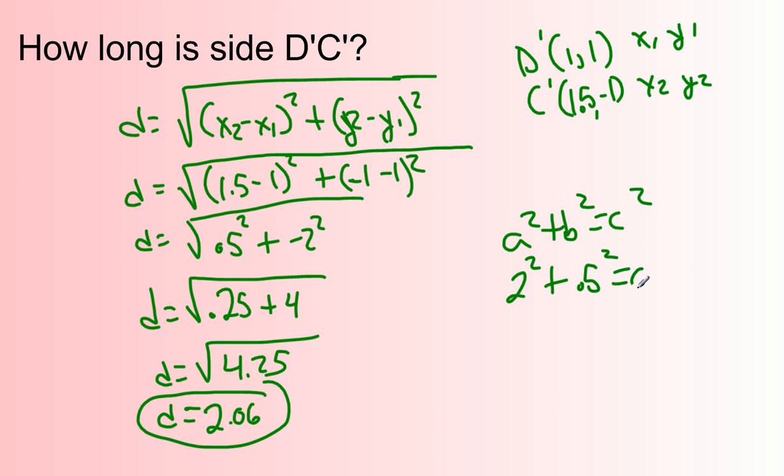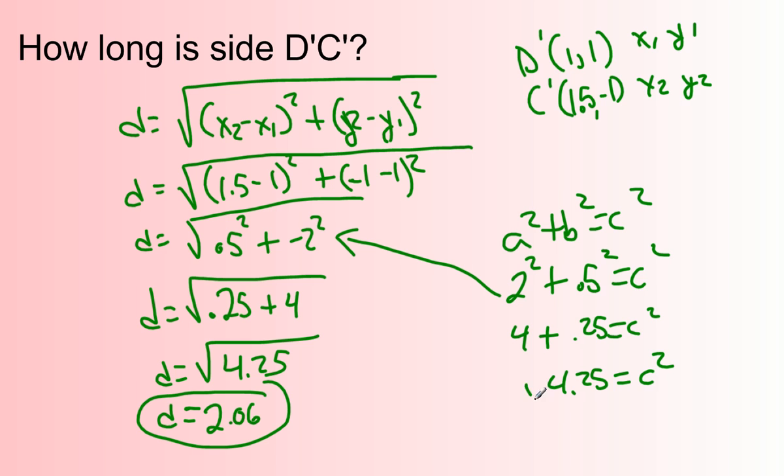2 squared plus 0.5 squared equals c squared. And again, this basically just takes us down to that step. And you get 4 plus 0.25. And you get 4.25 equals c squared. You square root both sides. C equals 2.06.